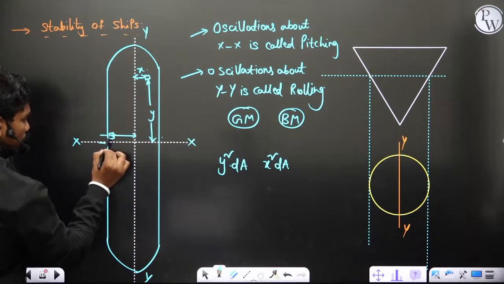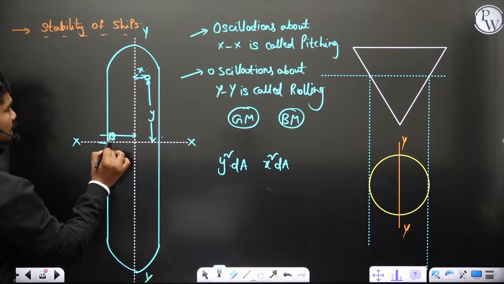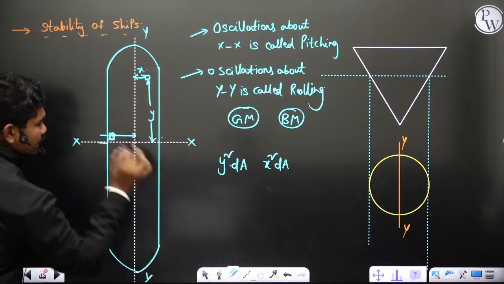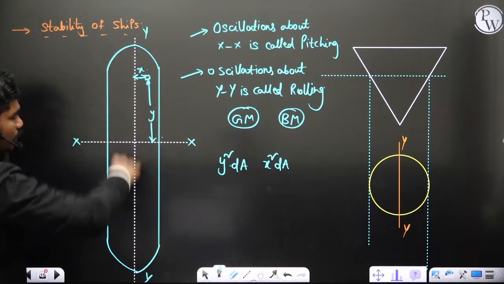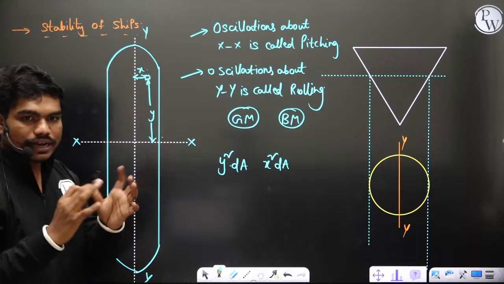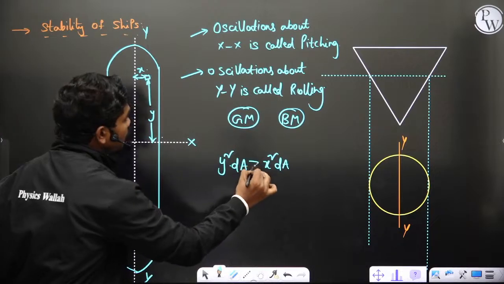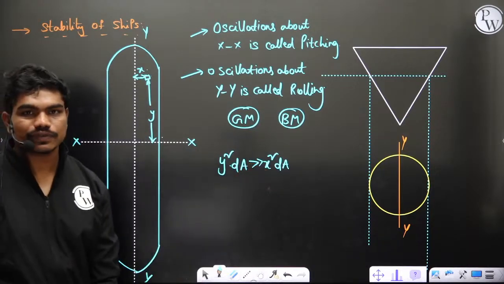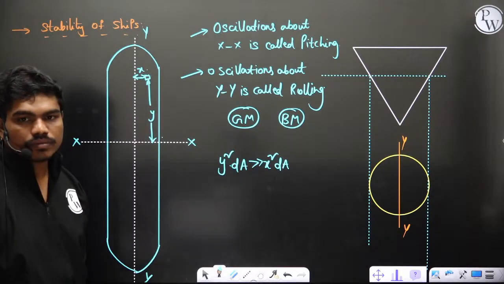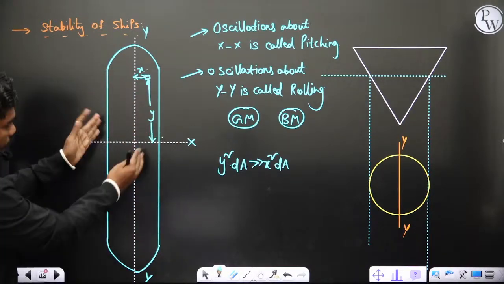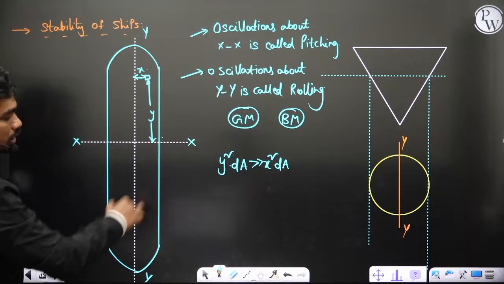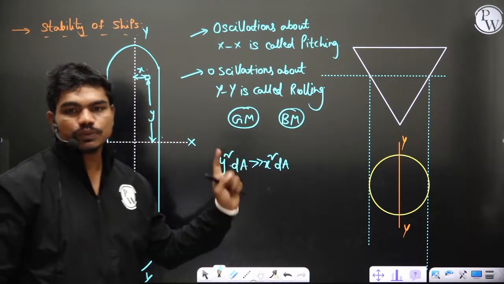So selection of this type of elements will be less as compared to selection of this type of elements in this diagram. Yes or no? Clearly the majority of the area lies away from this axis, and in general, on an average, this value will be very large as compared to X square dA. Yes or no? Because this length is very large. On an average, if you take some random location, not very close to X axis and also not very close to Y axis, definitely this is what you have.